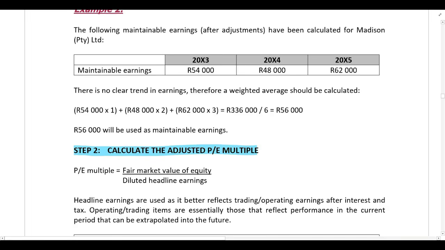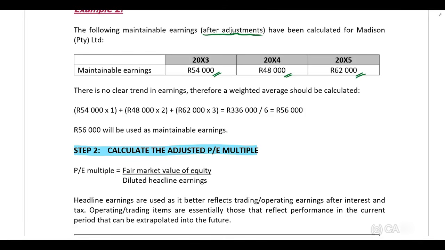The following maintainable earnings, also after adjustments, has been calculated for Madison Pty Limited. We've got maintainable earnings of 54,000 Rand in 20x3. That then decreases to 48,000 in 20x4, and it increases again to 62,000 in 20x5. Now, we do not have an increasing trend in our earnings.